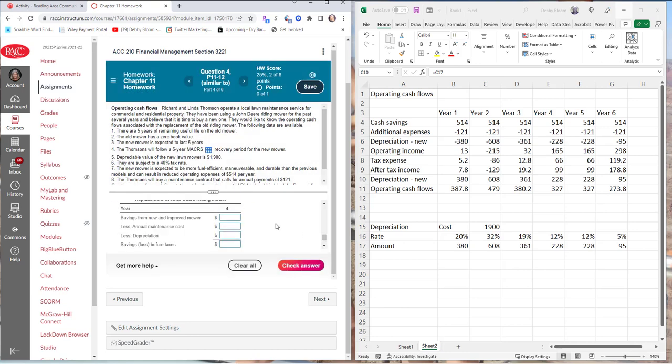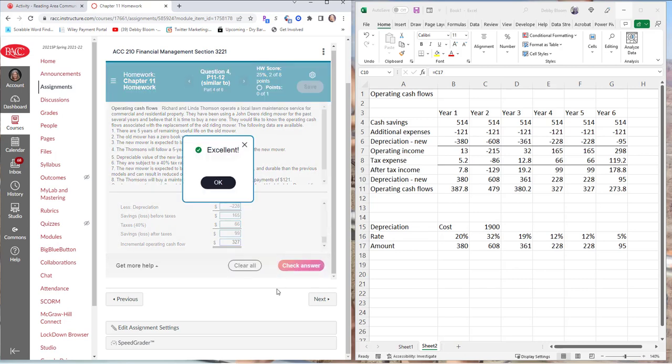Let's move on to year 4. We're just going to have to adjust year 6. So for year 4, 514, negative 121, negative 228. So we have 165 savings before taxes. 40% of 165 is 66. So we wind up having $99 of savings after taxes. Adding back the 228 depreciation, we'll have $327 in cash flows.